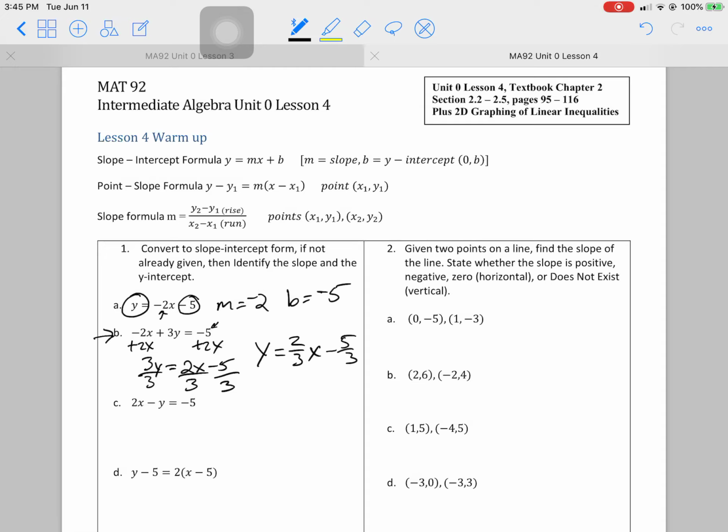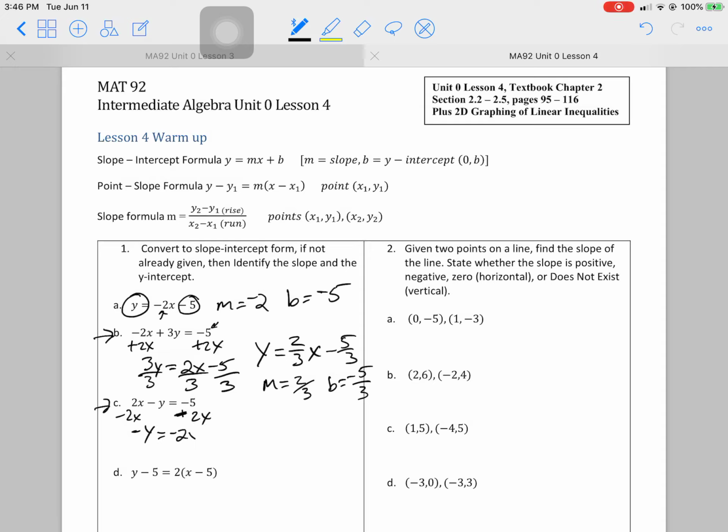That's okay to have fractions all over the place. Slope is 2/3. That's the number in front of the x, the numerical coefficient of the x. Do not include the x in your slope. All right, and then the y-intercept in this case is -5/3. Okay. This one is also in standard form. Move the 2x over. Oops.